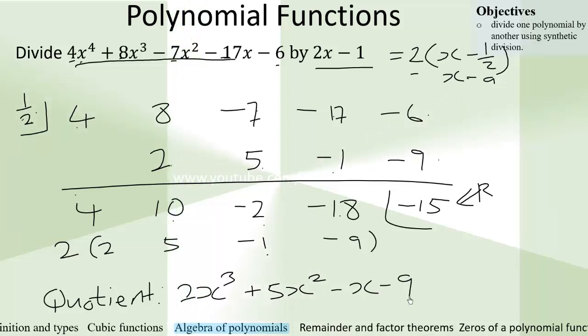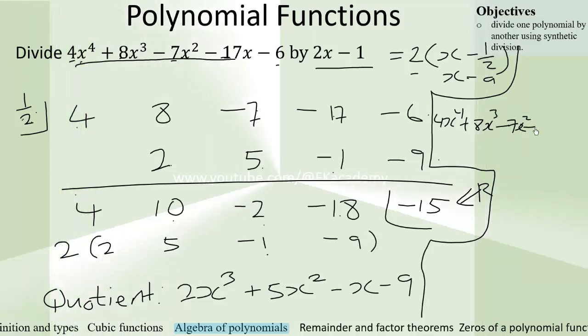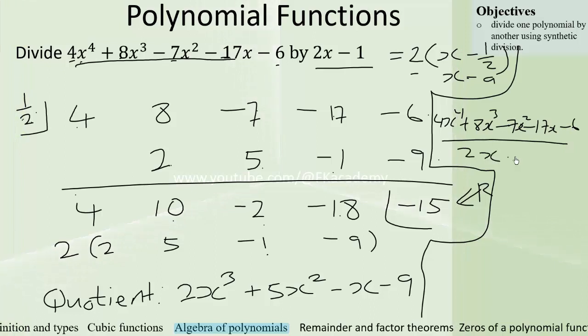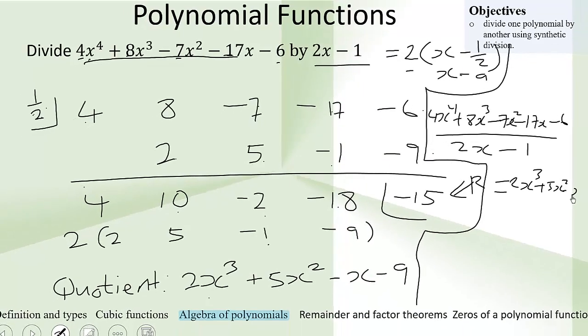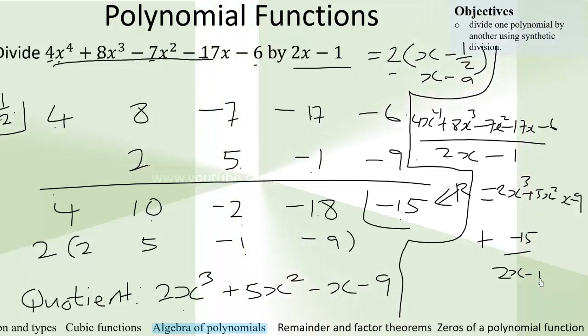So we can write it out like this. When we divide 4x exponent 4 plus 8x exponent 3 minus 7x exponent 2 minus 17x minus 6 by 2x minus 1, the result is the quotient, which is 2x cubed plus 5x squared minus x minus 9 plus the remainder, which is negative 15 over 2x minus 1. Or you can just simplify it by writing minus 15 over 2x minus 1.